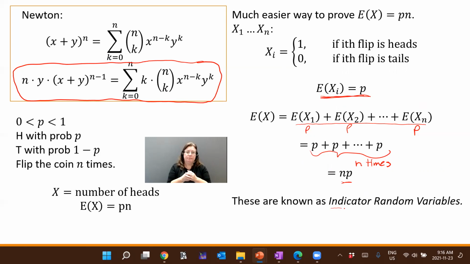Right, so as I've said multiple times already, these are indicator random variables. So they indicate whether an event has happened or not. And then we use them traditionally to count how many times an event happens. Okay, questions on that? All right, we'll look at some more indicator random variables.